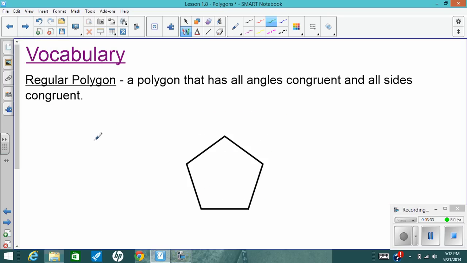We have a special type of polygon that we're going to talk about, and that's a regular polygon. In a regular polygon, all of the sides and all of the angles are congruent. So all of these sides on this 5-sided pentagon are the same length, and all of the interior angles are going to be congruent to each other. So they'll all have the same measure. And if we extended all these sides and found the exterior angles, all of the exterior angles would also be congruent to each other.